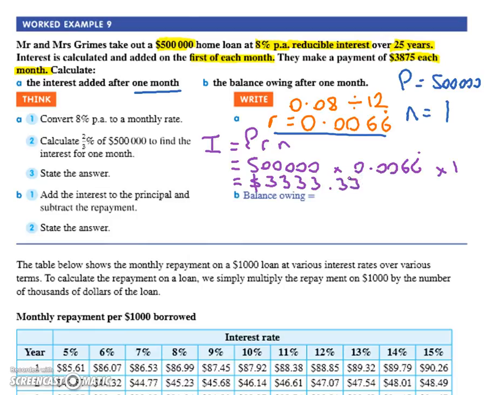So that is the amount that you get charged in interest. It's not how much they paid, it's not how much they owe, it's how much they got charged in interest. So what do we do now? We now need to find the balance owing after 1 month. What do we do?